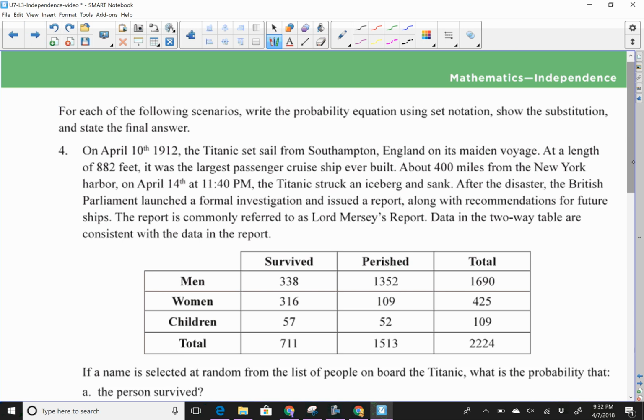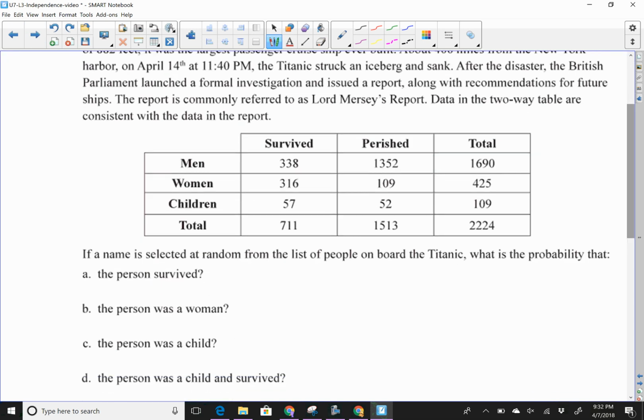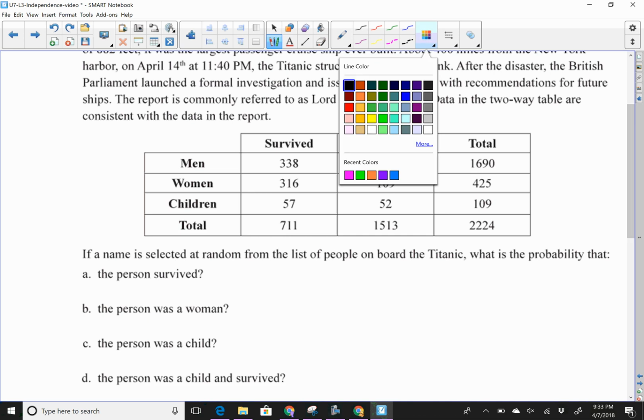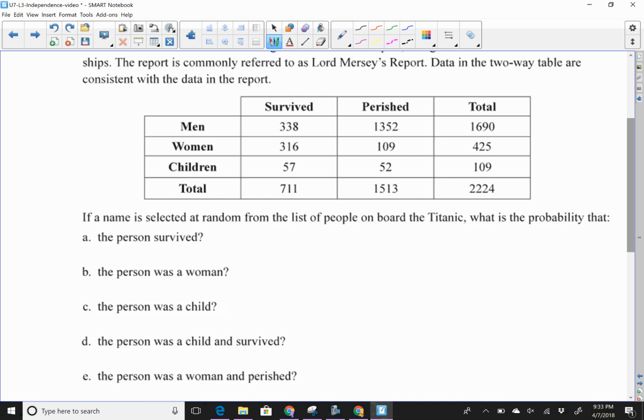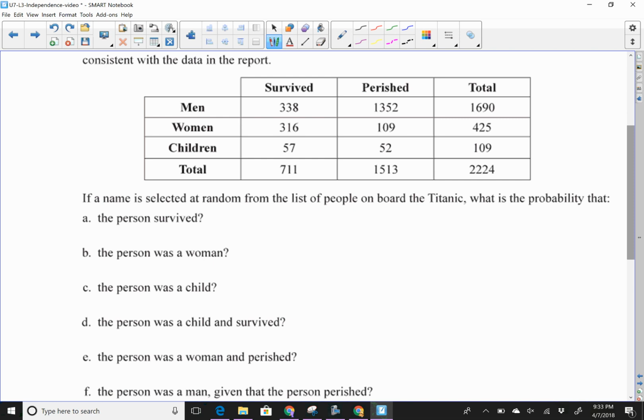Titanic. When you're doing these problems, one of the things that might help you talk among your group and know whether you're reading these problems correctly is to keep up with the notation, especially when you get into the ones that have a keyword that's important. If a name is selected at random from the list of people on board the Titanic, what is the probability that the person survived? You're looking for the probability somebody survived. What is the probability the person is a woman? Probability it's a woman. I'm going to let you figure those out. What is the probability that the person was a child?